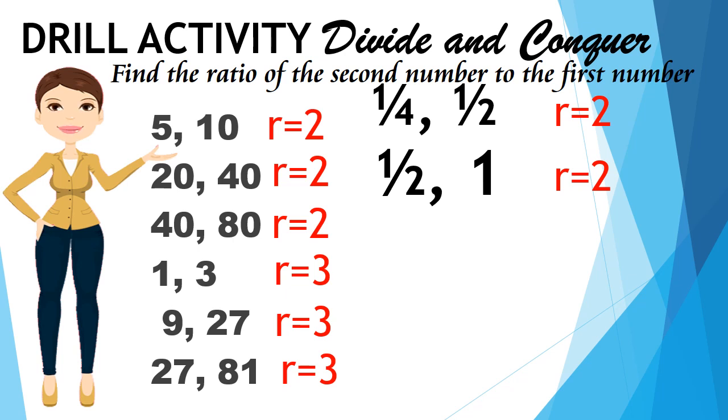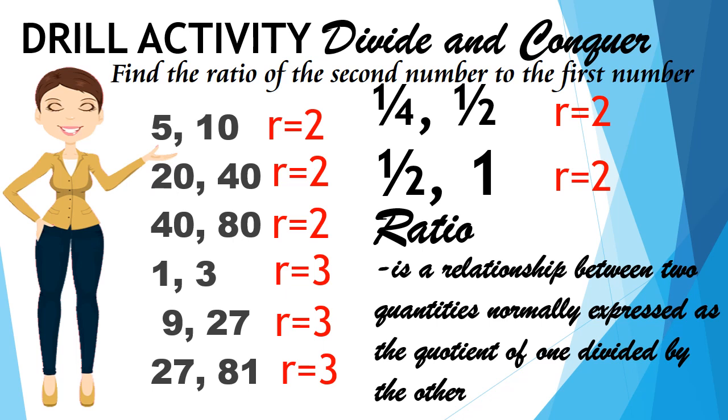Okay. All the answers in this drill activity are examples of ratio. I hope guys you were able to give all the ratios in this activity. By the way, how will you define ratio? When we say ratio, that is a relationship between two quantities normally expressed as the quotient of one divided by the other, as what we did in our drill activity.